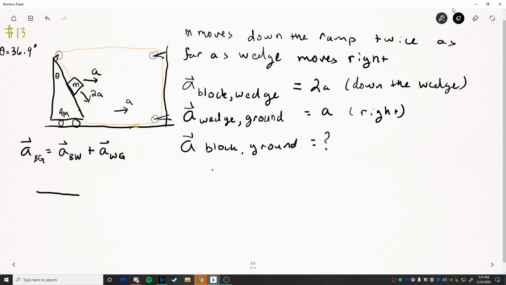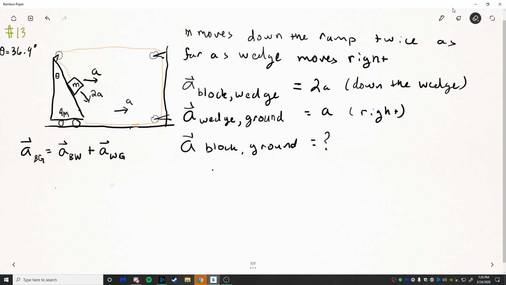Basically, you've got the acceleration of one of them going this way. Which one's a block wedge? 2a is down, so we put this one second. So this vector here, a wedge ground, is a. Maybe use a different color for this. A wedge ground is a, and it goes like that. And a block wedge goes down like this. I need to make that much steeper than that.